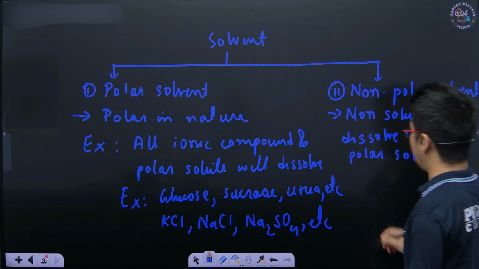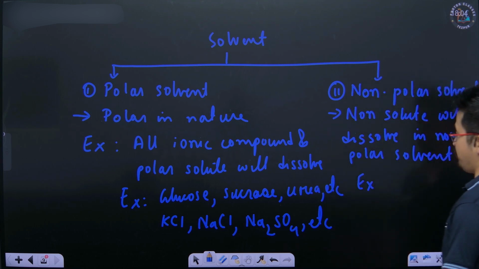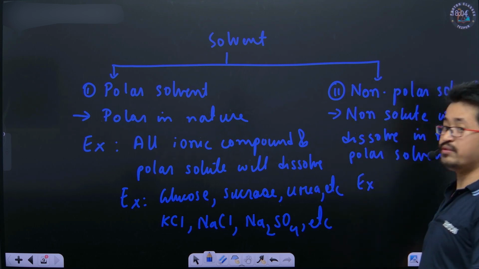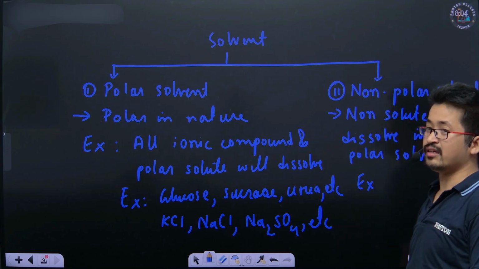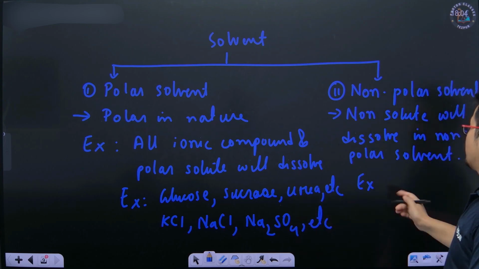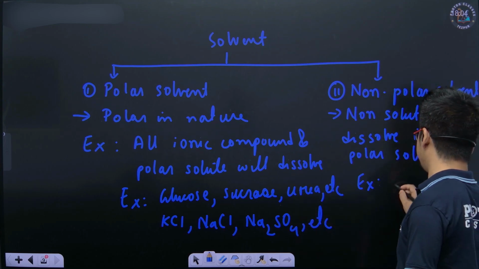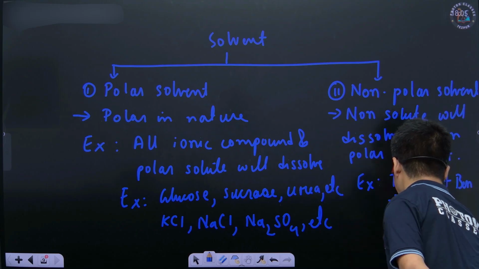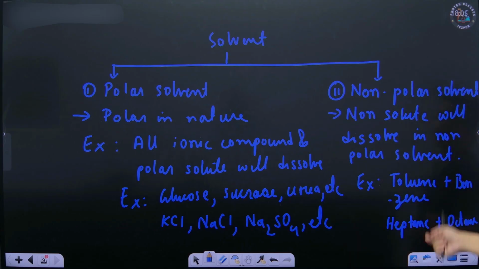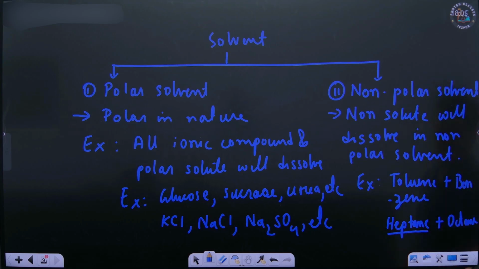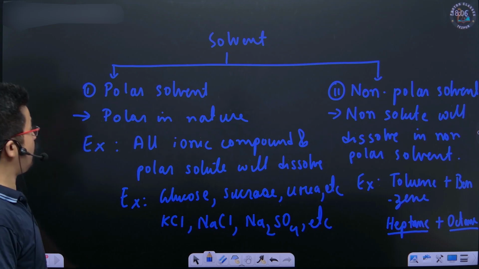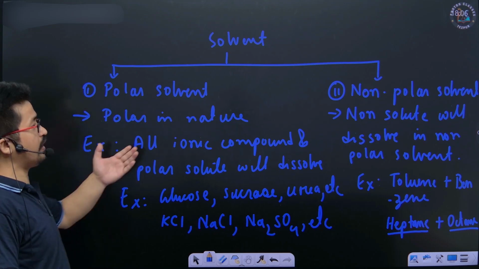Non-polar solute example: if we take toluene dissolved in benzene, both toluene and benzene are non-polar. So if we take benzene as the solvent, toluene will be the solute, and this toluene is non-polar in nature. Okay, similarly heptane dissolved in octane. Here heptane will be the non-polar solute and so is octane the solvent. So these non-polar solutes will be dissolving in non-polar solvent. Fine. So in this way we can classify the solvent into polar and non-polar type.